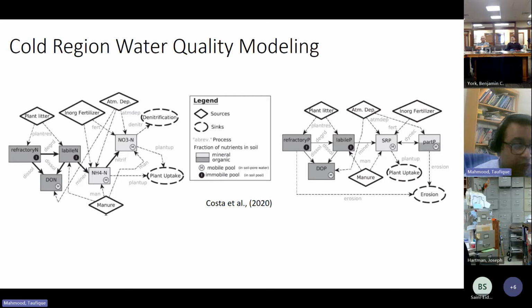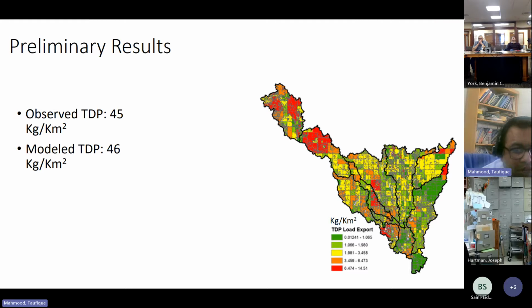We have a physicochemical model with process representation of denitrification, plant uptake, manure input, and fertilizer input. That's true for nitrogen and for phosphorus as well. We have refractory, labile, and dissolved organic phosphorus all in there. And we started modeling the system. We have some preliminary results for the Mavekuli Basin.